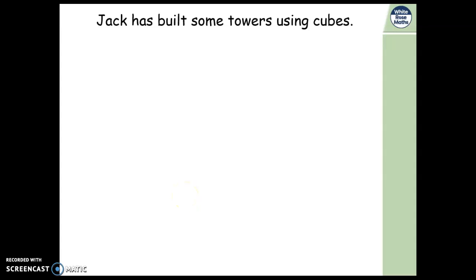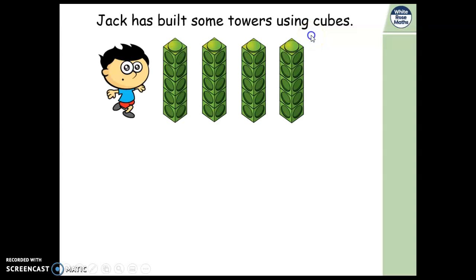Okay, so let's have a look at the main part of this lesson. So we have a sentence there. Jack has built some towers using cubes. Let's have a look at the towers. Whoa. Okay.